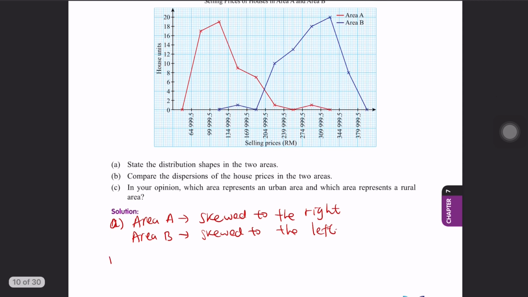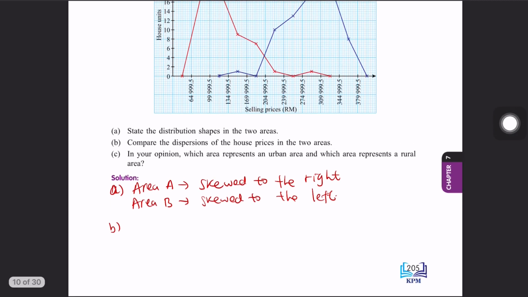Okay, next B, compare the dispersion of the house prices in two areas. Okay, the dispersion of the selling prices in area A and area B are approximately the same. Okay, even though their distribution shapes are different. Okay, macam mana kita boleh cakap macam tu? Okay, sebab kita boleh tengok dia punya sebaran ni lebih kurang. Okay, boleh so kita boleh katakan approximately the same.